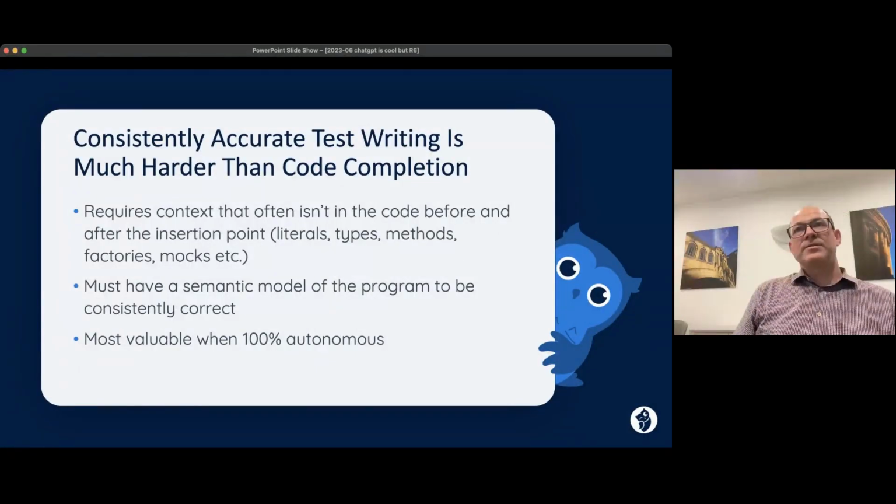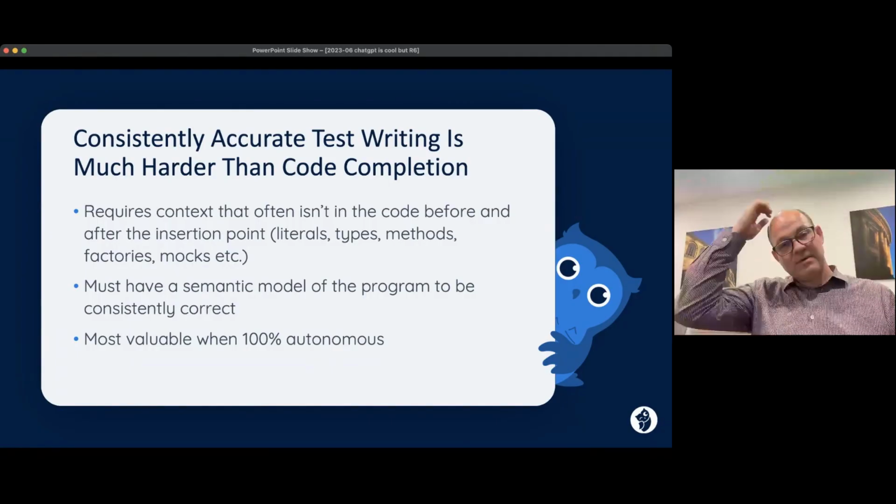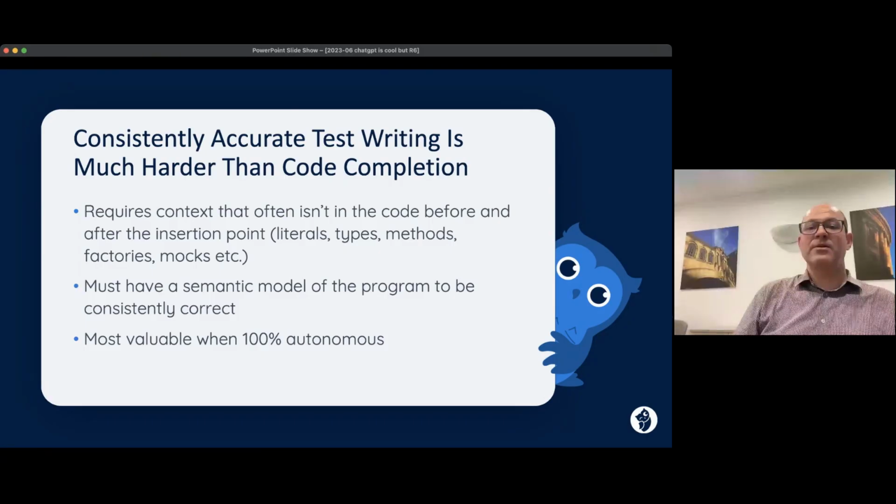Consistently writing tests is actually much harder than code completion, because it requires context that often isn't in the code before and after the insertion point, right? When you're using an interactive code suggestion tool, it has the chunk of code before, the chunk of code after, and it's trying to guess what goes in the middle.